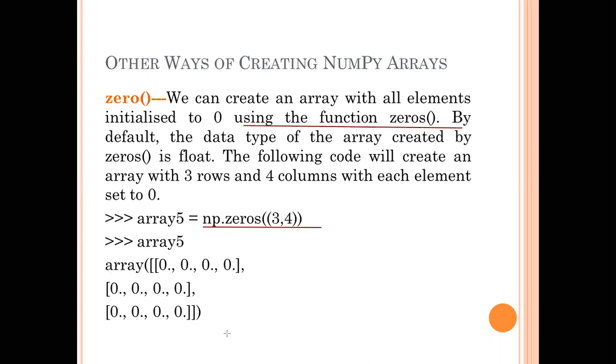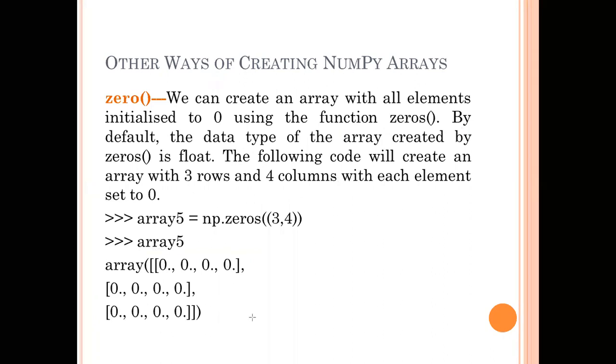Then this one is the output. Okay. If we have not defined the type of elements, by default it will take float. That's why all the elements are 0. because we have not defined any type, so it will take float.